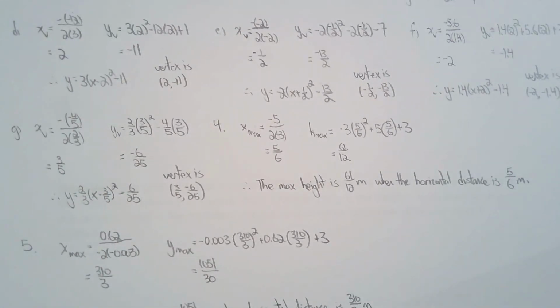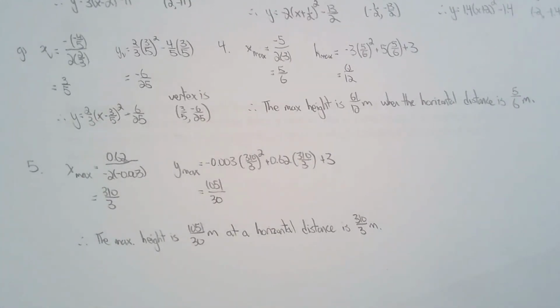Okay, for question 4, it's a very simple word problem. They give you the quadratic relation and they ask you for what the max height is and when it is achieved. Basically, it's a fancy way of saying what's the vertex. So the max height occurs when x is 5/6. So that's the horizontal distance that's needed to achieve this maximum height.